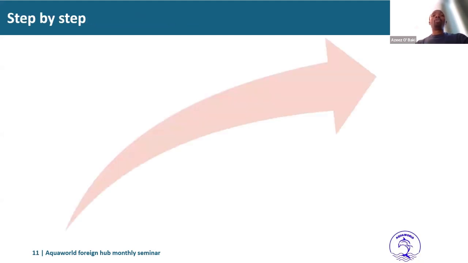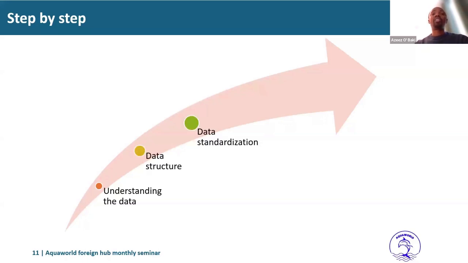But how do we go about it? I'm just going to highlight some step-by-step ways in which we can manage the data and get the best of it, so we can use it for onward analysis and decision making. The first is you need to understand your data, then data structure, then data standardization, then data validation and analysis, and at the end, the report.